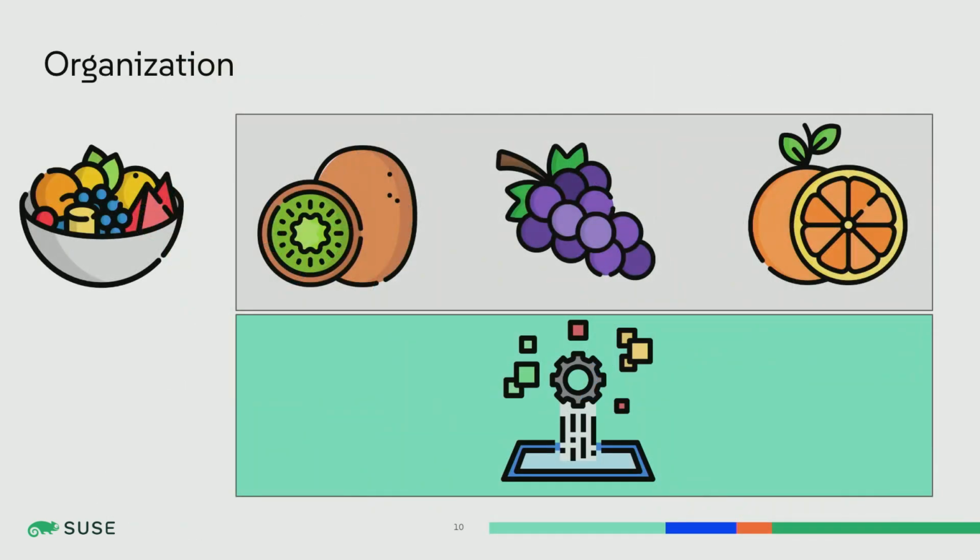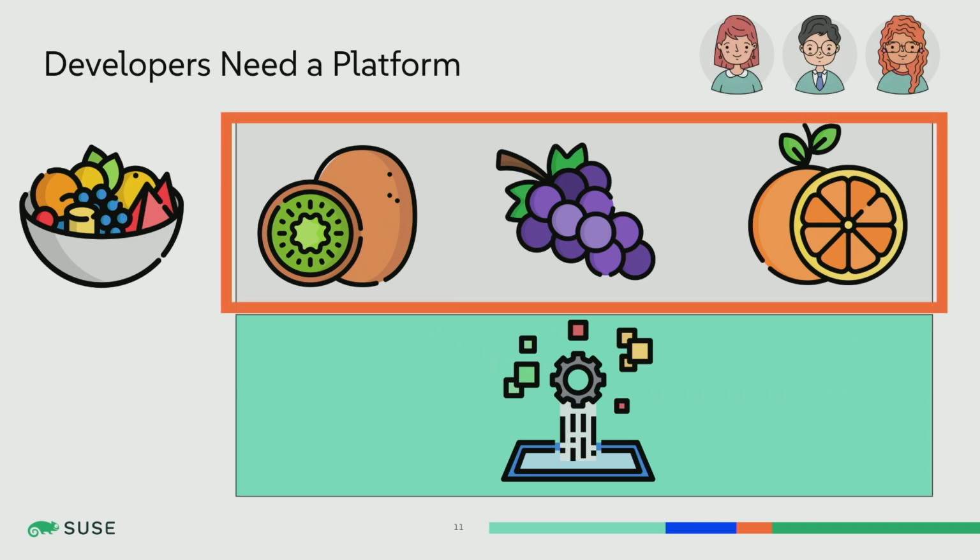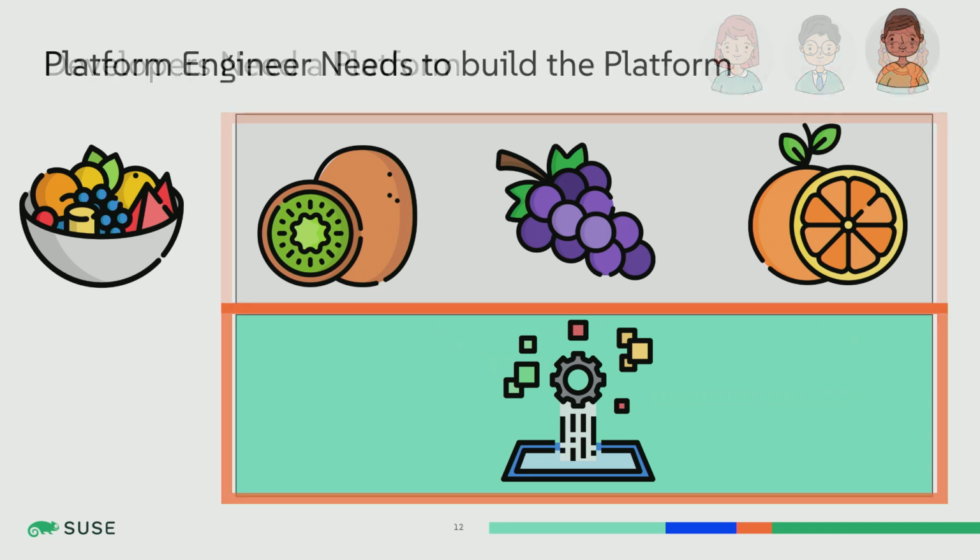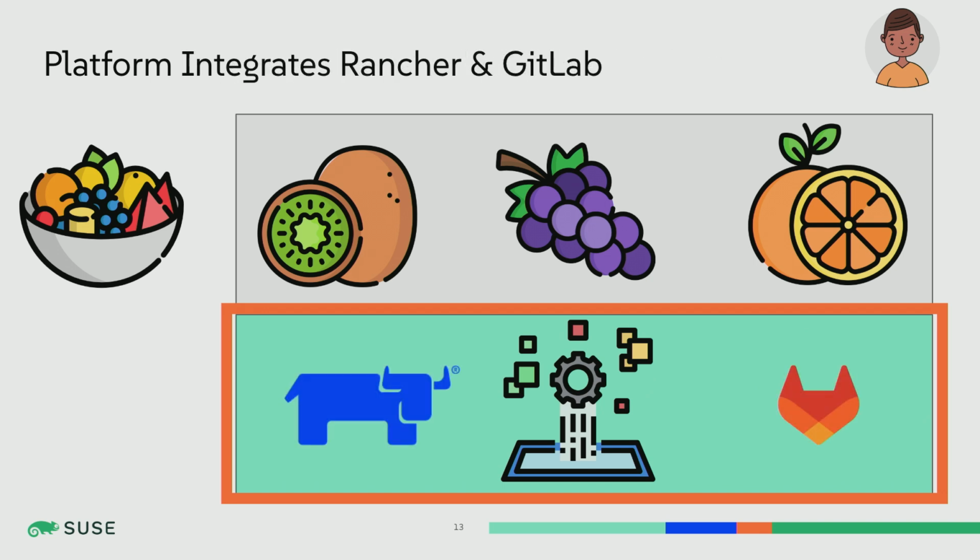All microservices should run on top of the platform for the developers, and the platform will be built using Rancher and GitLab. So Dave won't build the platform manually. To onboard the developers, he will use automation.